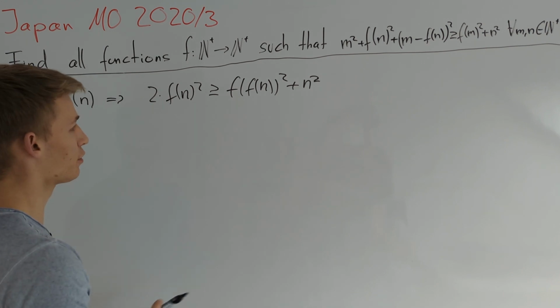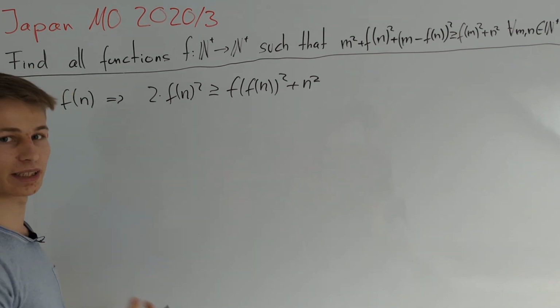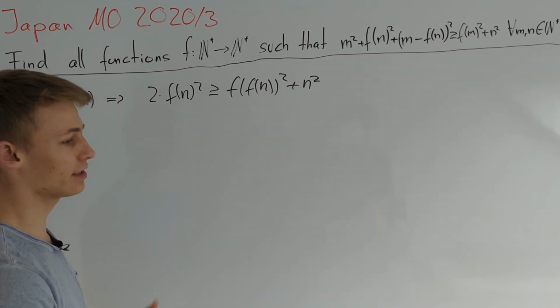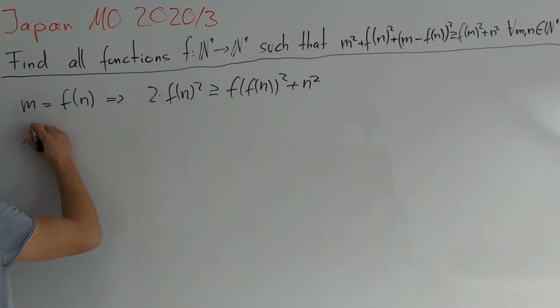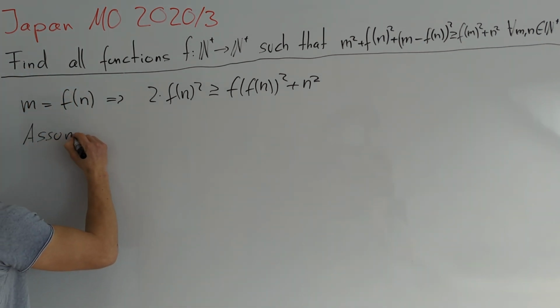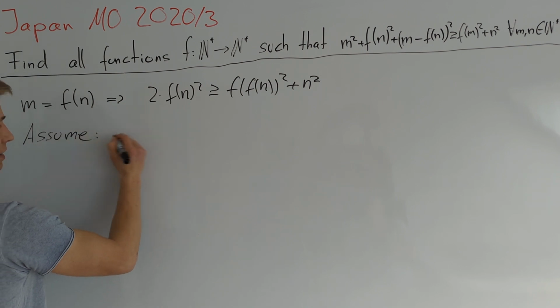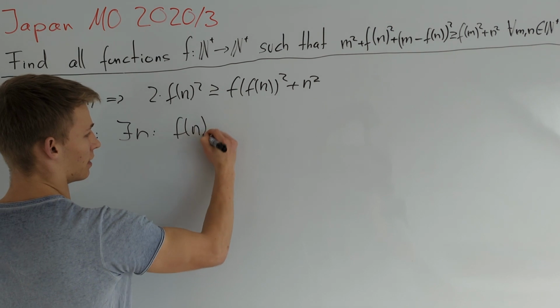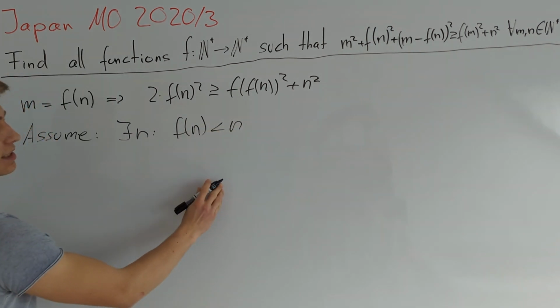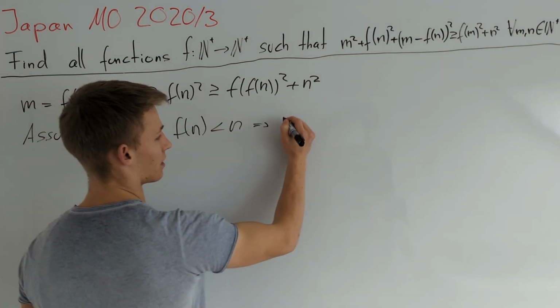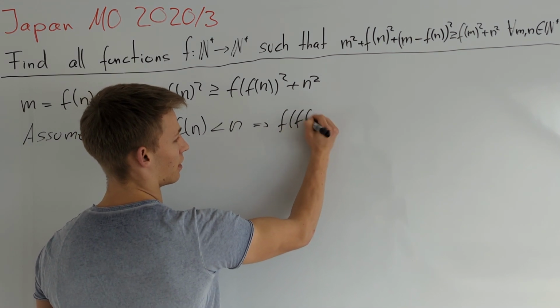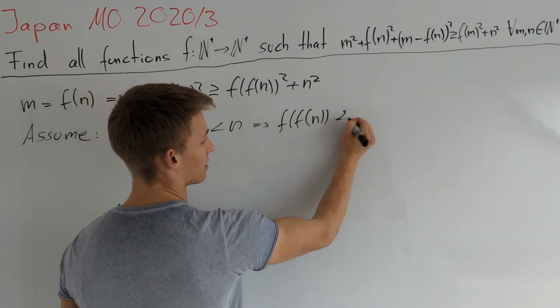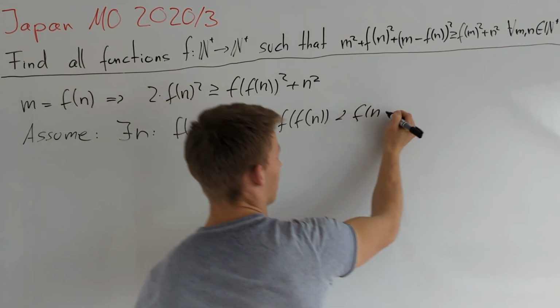Therefore, we want to prove that f of n is always greater than or equal to n, and we do this by contradiction. So assume that there exists some n such that f of n is less than n. As I've already said, this implies that f of f of n is less than f of n.